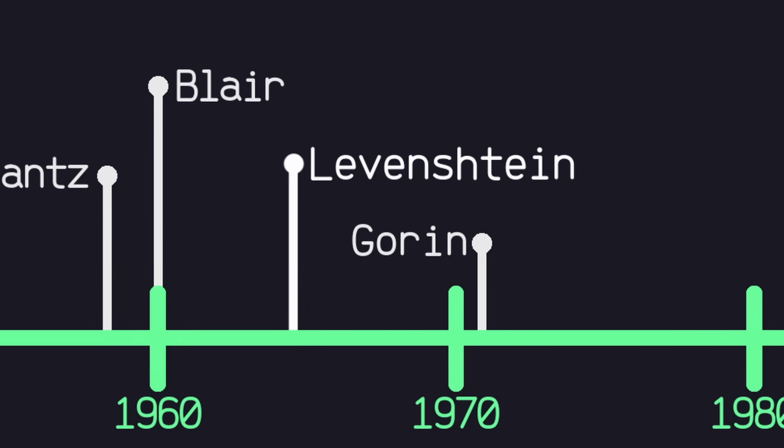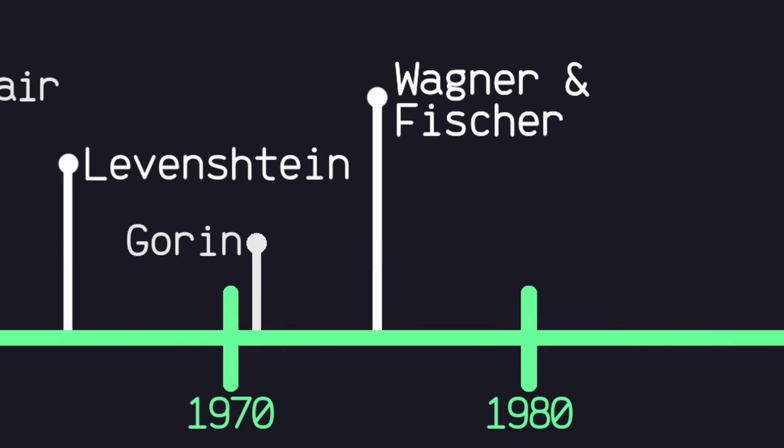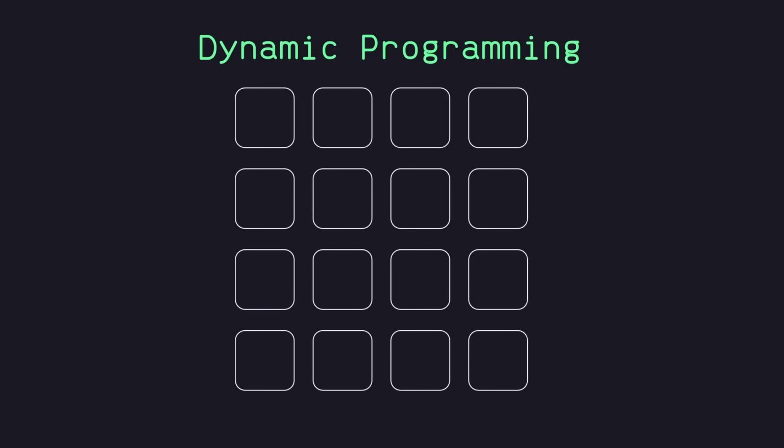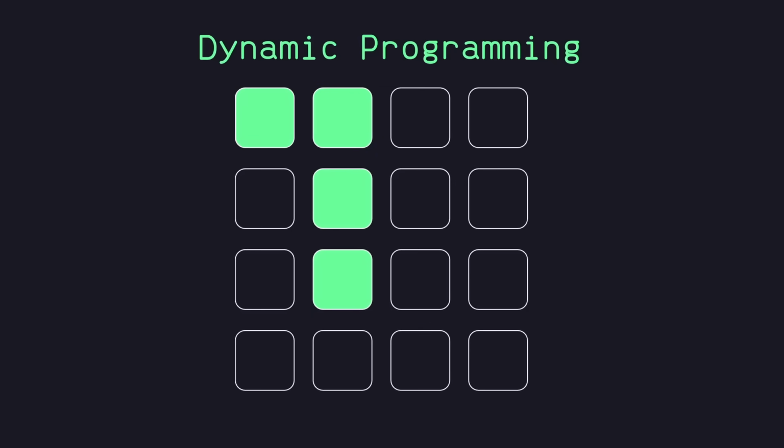That was until 1974, when Robert Wagner from Vanderbilt University and Michael Fischer from MIT introduced a groundbreaking solution to the inefficiency of the Levenshtein distance algorithm. Instead of relying on the intensive recursive calls that characterize Levenshtein's approach, Wagner and Fischer utilized the technique known as dynamic programming, which involves breaking down a complex problem into simpler subproblems, solving each of these subproblems just once and storing their solutions. By doing this, the algorithm avoids the excessive repetitive work seen in Levenshtein's recursive approach.